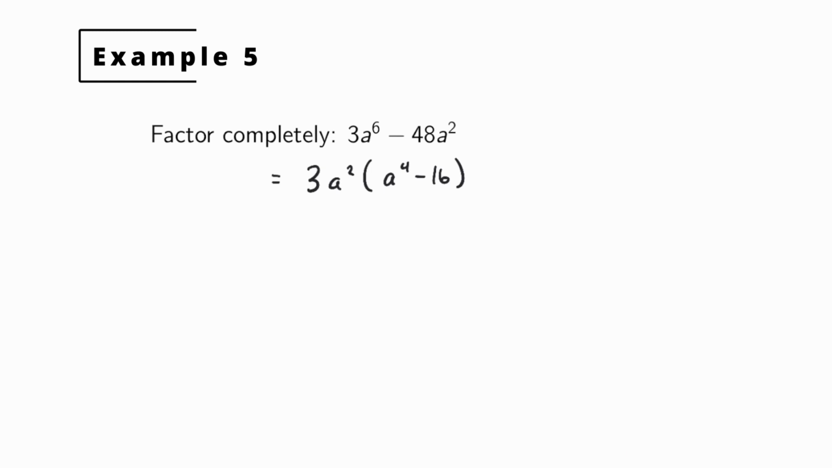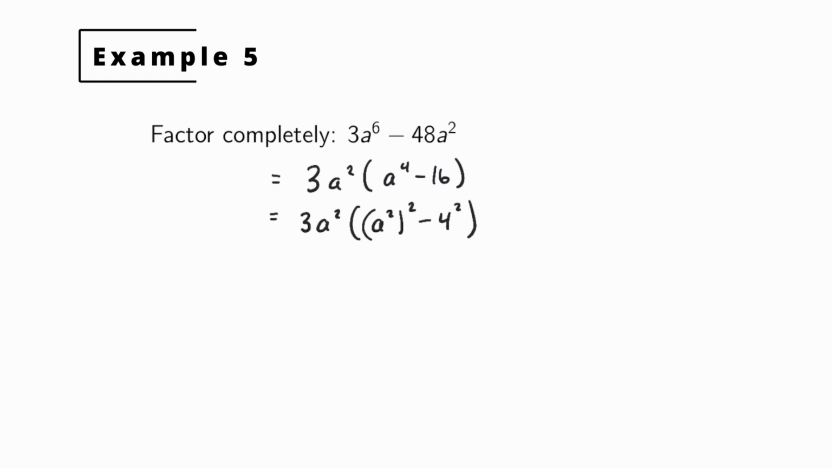Now we have a binomial here, so it's 2 terms. So our first thought should be difference of squares or difference of cubes. And what we have is a difference of squares. A to the fourth is a squared squared. So I'm going to write each term as a square. So 3a squared times (a squared) quantity squared, and 16 is 4 squared.